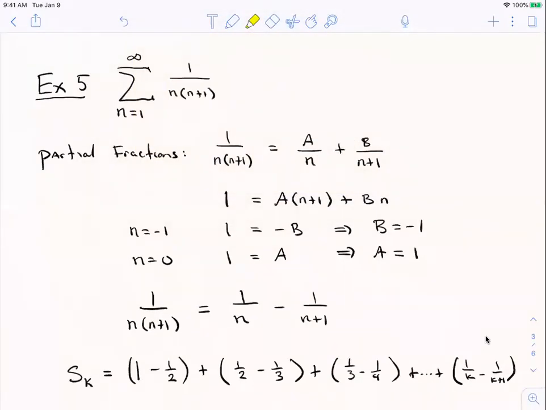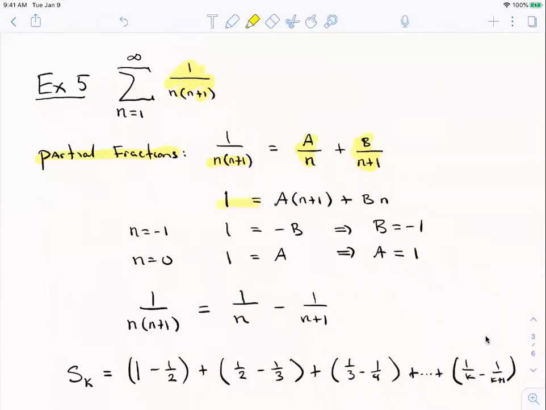So what have I got? I want to look at the series whose terms are 1 over n times n plus 1. So I'm going to use that integration technique that we talked about, partial fractions. I'm going to take that fraction 1 over n times n plus 1 and try to write it as something over n plus something over n plus 1. And I won't take a bunch of time here in the video. You can check out the partial fractions, but this is what I did.